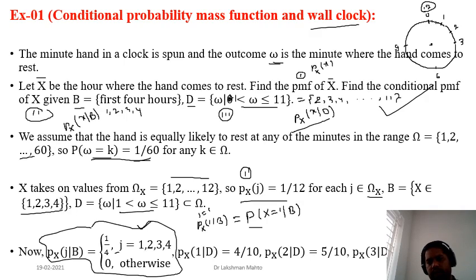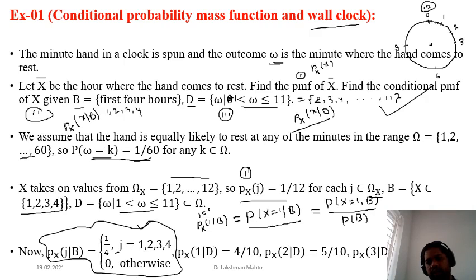Now this one is a conditional probability. How do we define conditional probability? We define it this way: the joint probability of X equal to 1 and B, divided by the probability of B. I had already mentioned that if you are willing to calculate conditional probability, you can calculate it from two different perspectives.